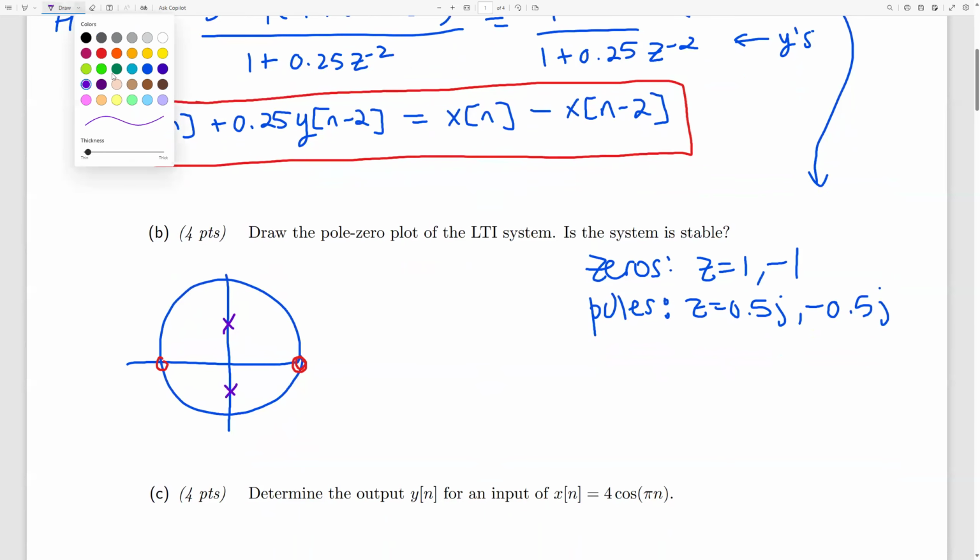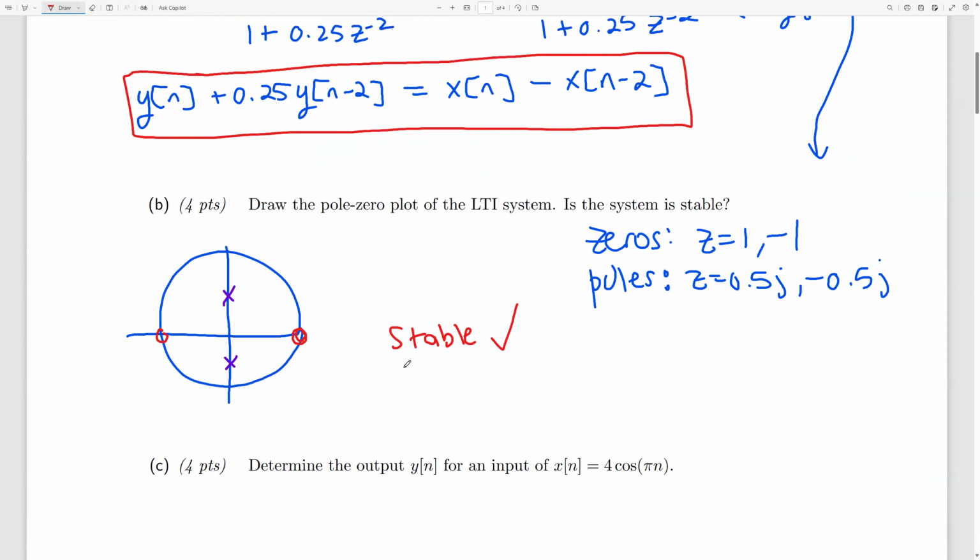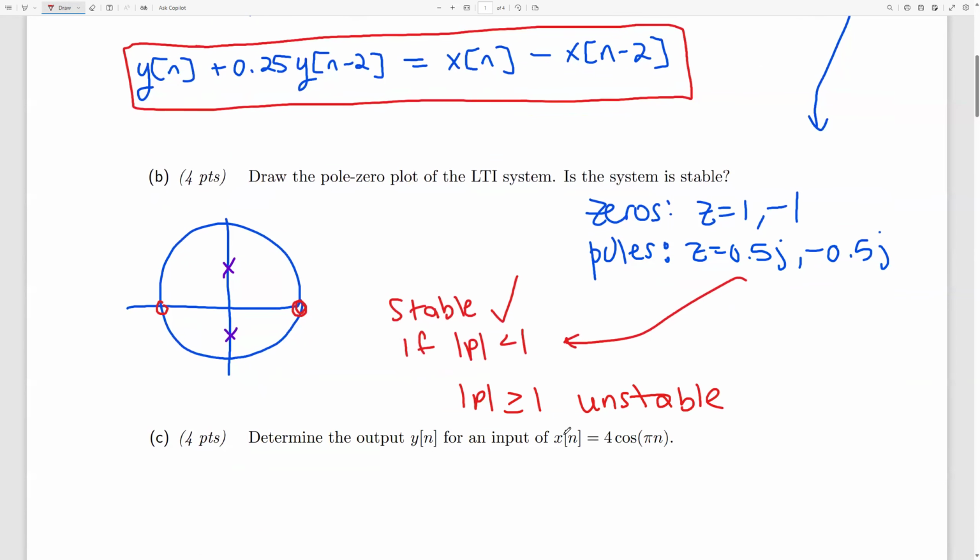Next, is this system stable? It is definitely stable, yes. How do you know this? Because if all the poles, their magnitude is less than 1, it's automatically stable. And in that case, yes, because the magnitude of the poles is inside the unit circle. Otherwise, if any of the poles, their magnitude is greater than or equal to 1, this would be unstable, which we don't have. So your answer's done.